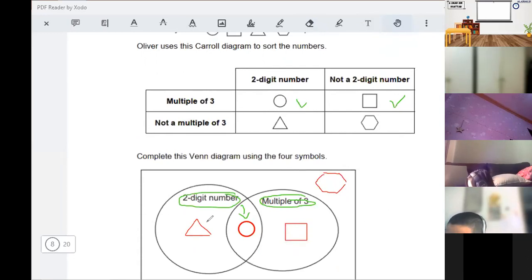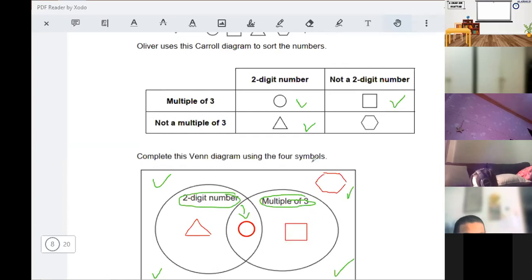And then a 2-digit number, but not a multiple of 3. This one. And then not a 2-digit number and not a multiple of 3. You may put it out here, or out here, it's okay. Or here. Okay, any question till this one?